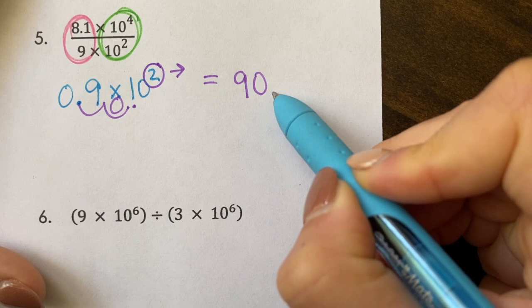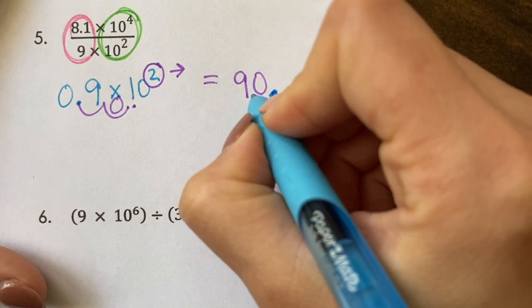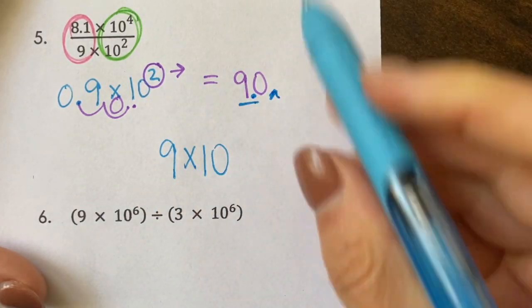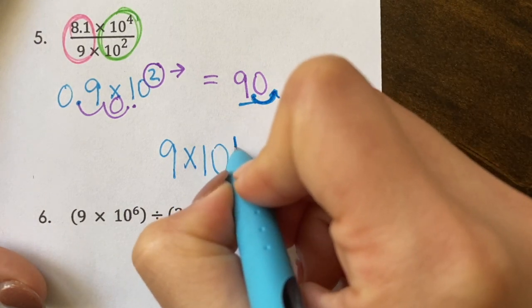You can't put it all the way to the right because 90 is too big. So, sorry, you have to put it here. So your first number is 9, times 10 is always in the middle. And then you count. How many times did you have to move it? And this time it's only 1 time.